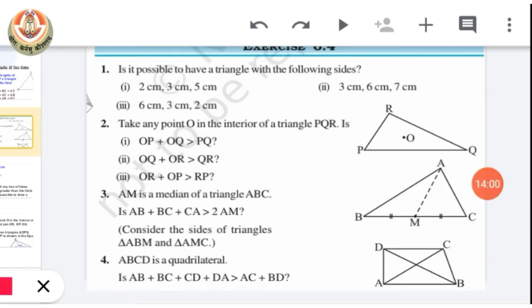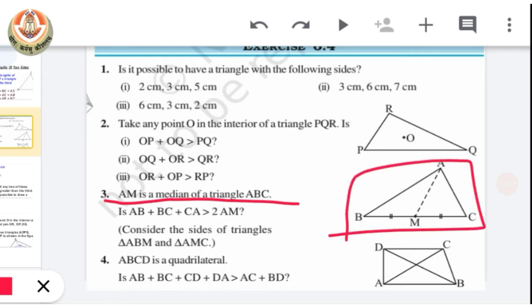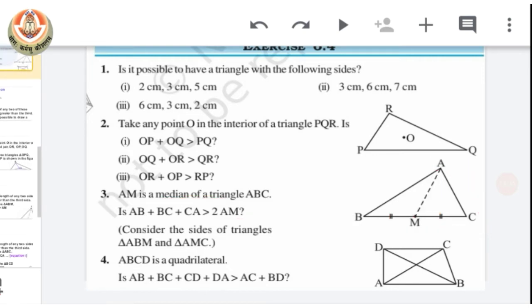The question is, AM is the median of triangle ABC. This is the figure, and AM is the median. That means BM is equal to MC. Now the question is to prove that AB plus BC plus CA, the sum of all 3 sides, is greater than 2AM, twice the median AM. Okay, now let's see how we have to do this question.